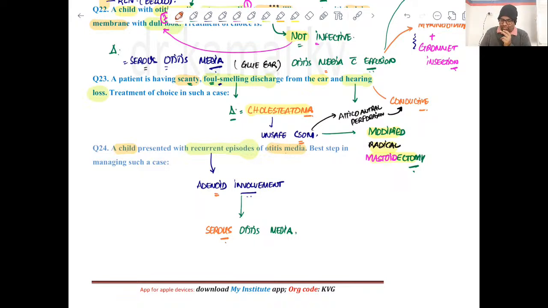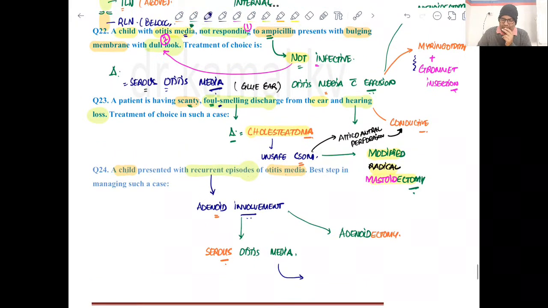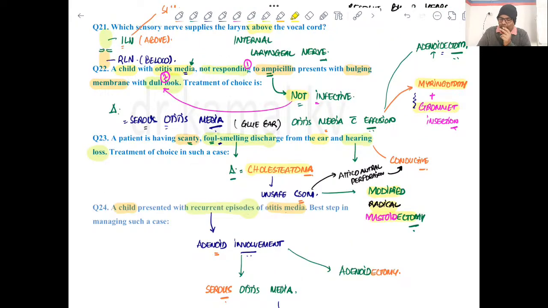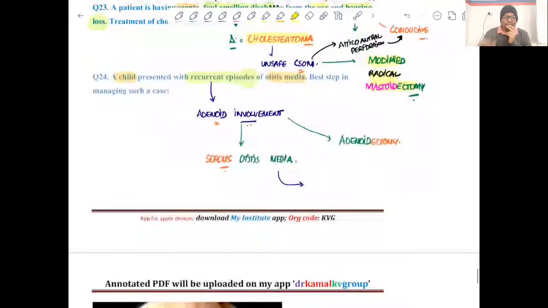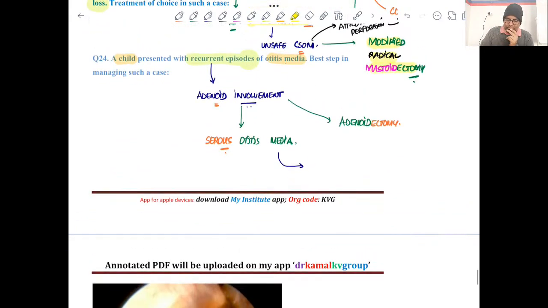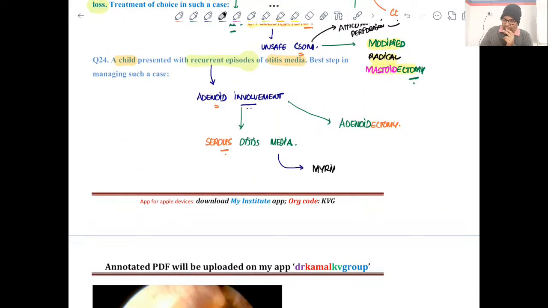And for serous otitis media, we already discussed, of course, there is adenoid involvement, so remove adenoid. Clear? So remove adenoid, adenoidectomy. And there is serous otitis media. For serous otitis media, we already discussed what we need to do. We need to give an incision in the tympanic membrane, and we need to put a ventilation tube. So we need to do myringotomy plus grommet insertion.